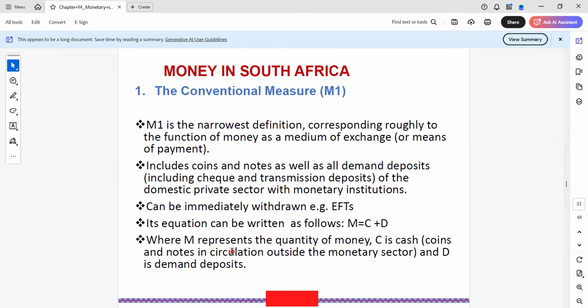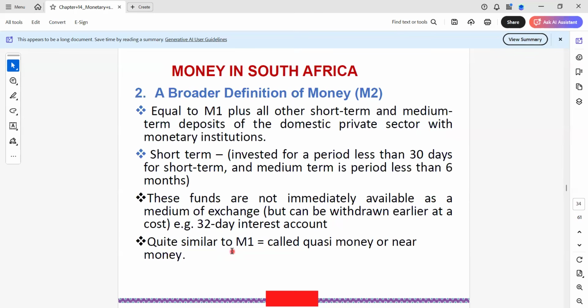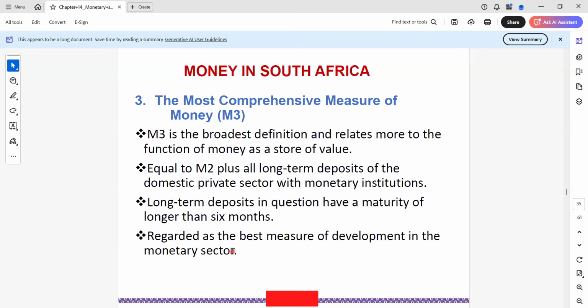M1 is just you add all your coins, your cash, which is your coins and notes, and then your demand deposits. I feel like you just need to know the calculations. And then M2, it's M1, and then you add your short-term or your medium-term deposits, right? Also called cost money or near money. Then M3, you take M2, then you add your long-term deposits, right? Those that have a maturity of longer than what? 6 months, right? This is the best measure because it adds together all the monies in the economy.